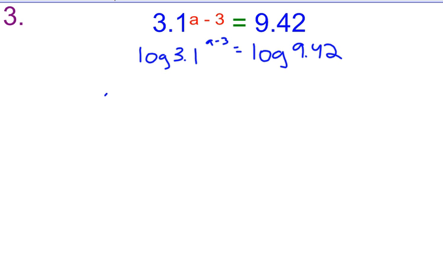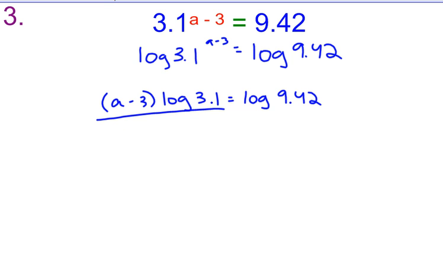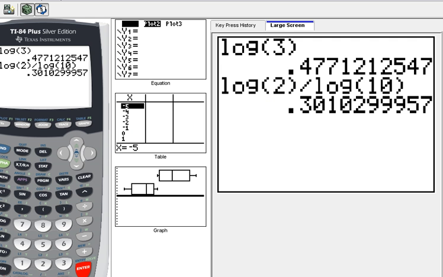And then I'm going to use that power rule to move that a minus 3 out in front. And we'll divide both sides by the log of 3.1. So punch that in your calculator. Log of 9.42 divided by log of 3.1. Let me show you how I do it here.